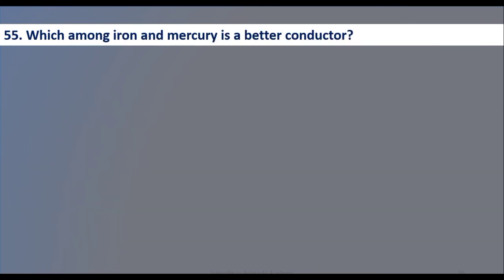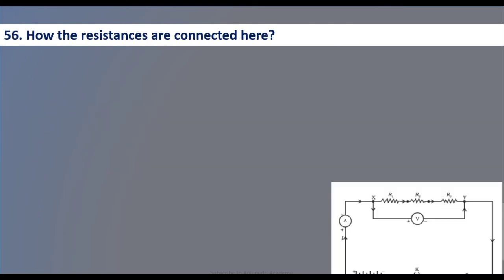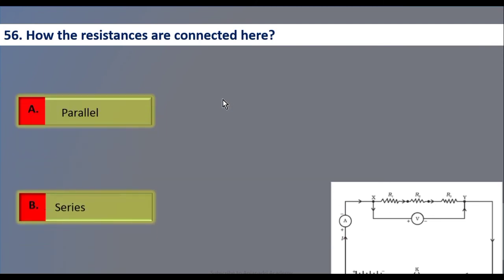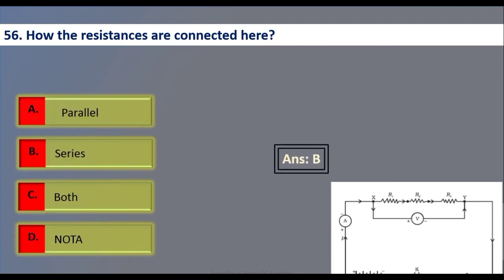Similarly, in the examination he will give that table again and ask which among iron and mercury is the best conductor. Yes, iron is the best conductor. How are the resistances connected here in this figure? See, here the resistances are connected end to end, therefore they are connected in series. Option B is the right answer.